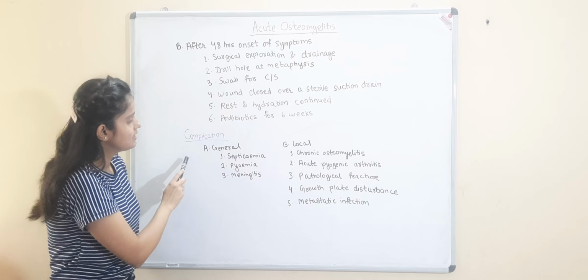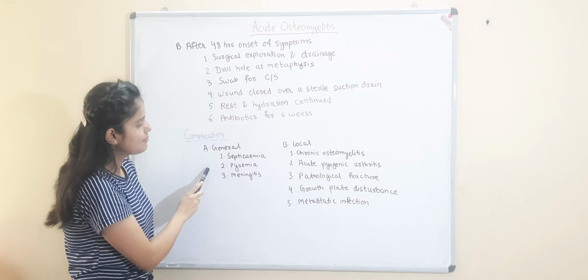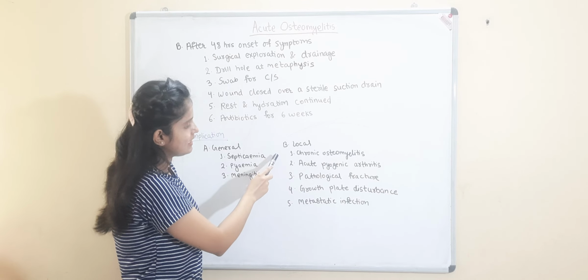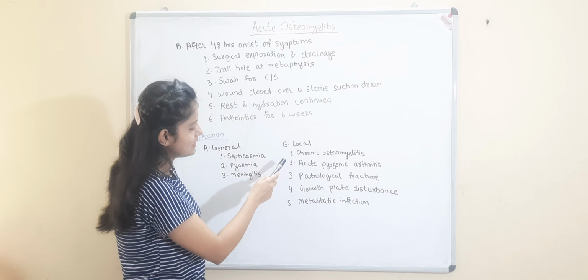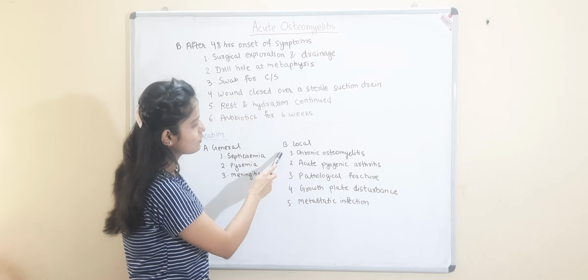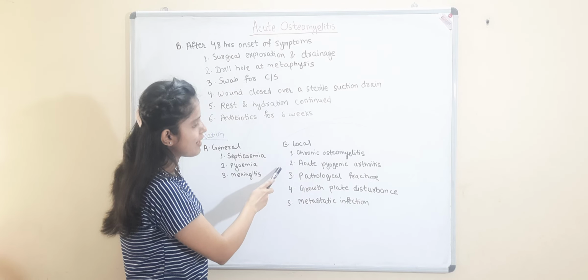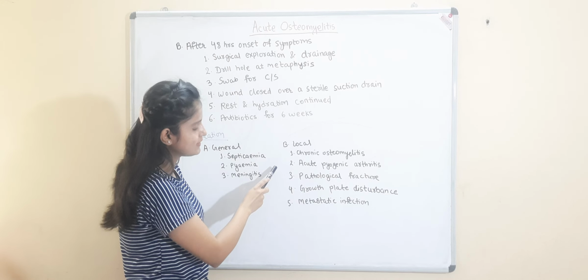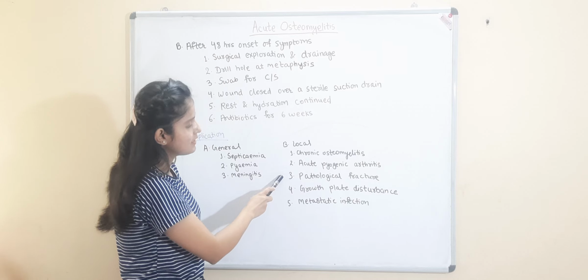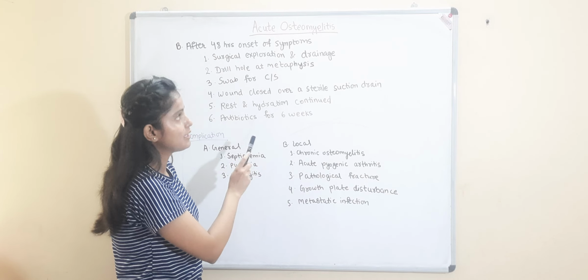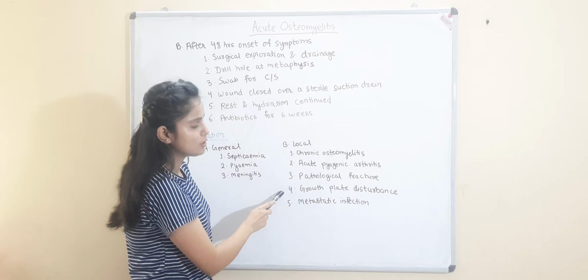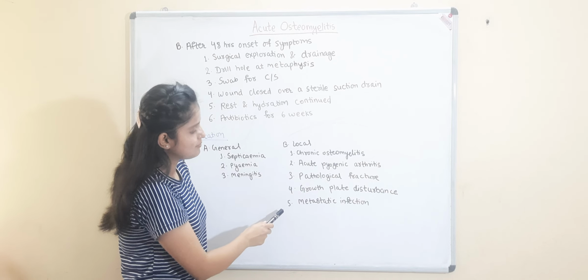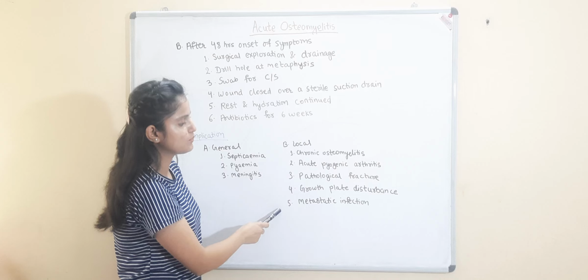On complications, the general complications are septicemia, pyemia and meningitis. On local complications, if there is inadequate treatment or late presentation, chronic osteomyelitis can occur, and acute pyogenic arthritis, where the metaphysis involves the intra-articular joint in infants. A pathological fracture can occur as the bone has already become weak from the disease. In growth plate disturbances, there is complete or partial cessation of growth, and in metastatic infection, the infection can spread to other bones.